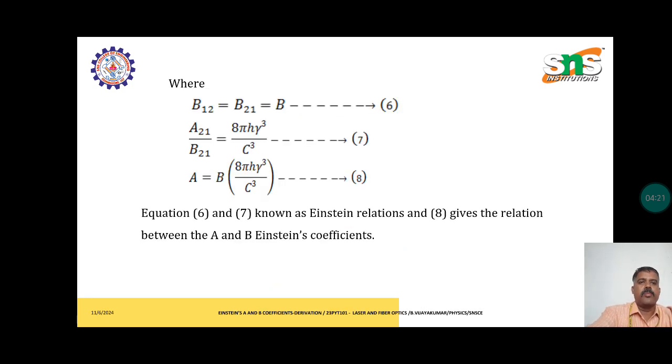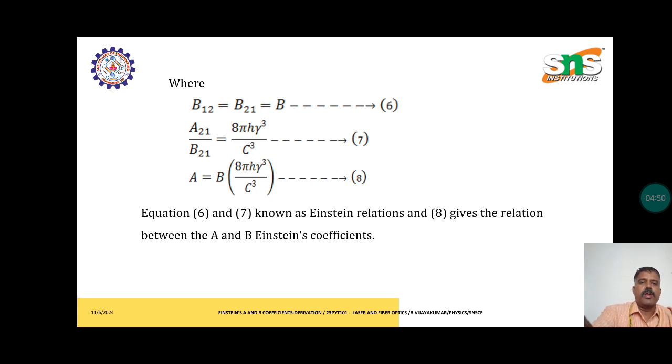So the next step, we simplify the previous equation, and we get B12 equal to B21. That means stimulated absorption is equal to stimulated emission. That means the rate of absorption is equal to the rate of emission. That is the condition for the Einstein coefficient B.